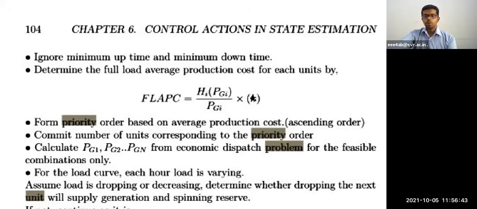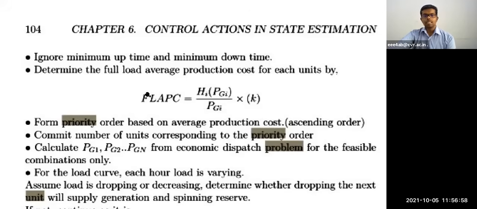So you need to multiply this fuel cost with this heat rate, the whole divided by the PG. So next, form the priority order. Form the priority order based on average production cost, that is in ascending order.